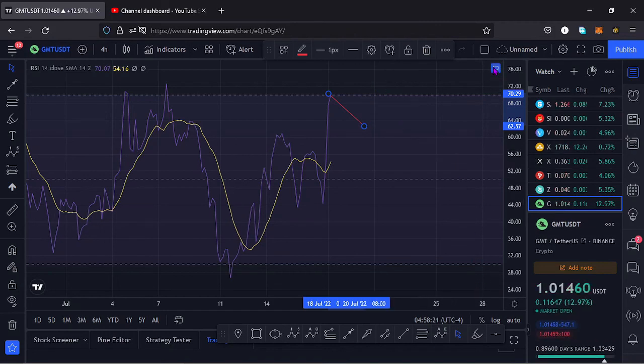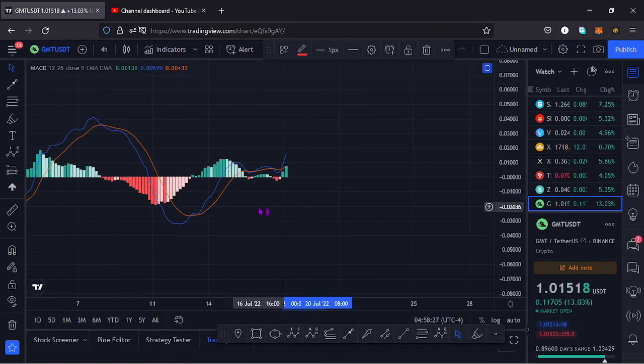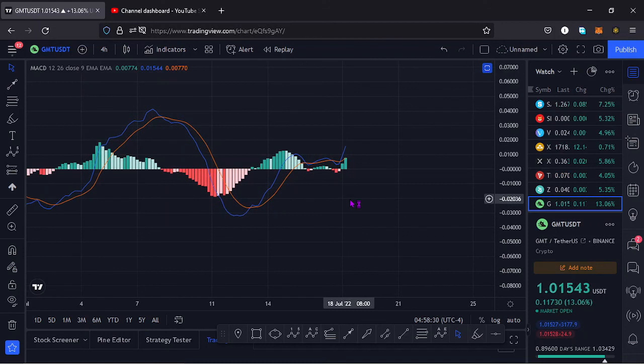On the MACD, here on the MACD we have printed a bullish cross, and that would mean higher prices on the GMT chart are possible. So let's be patient and see how that plays out, and I'll keep you updated.